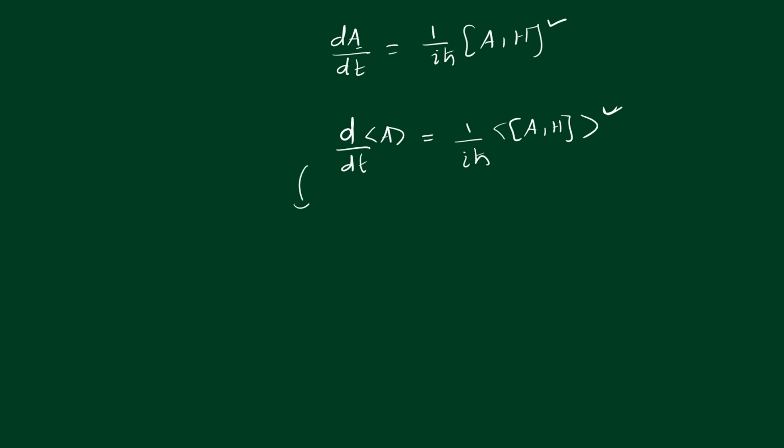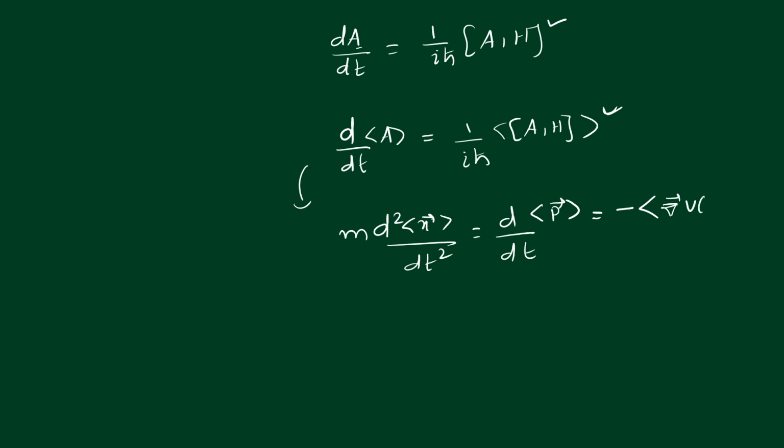And as a special case of this equation, we found the equation of motion for the expectation value of x and the expectation value of p, right? We found that m d²⟨x⟩/dt² is equal to d/dt of the expectation value of p vector, which is equal to minus the expectation value of del vector of V of x vector. Okay, and this equation was called the Ehrenfest theorem. The Ehrenfest theorem states that the quantum expectation values obey classical equations of motion.